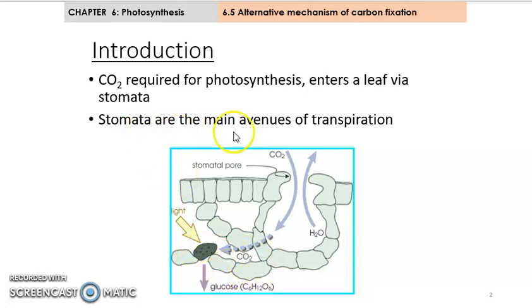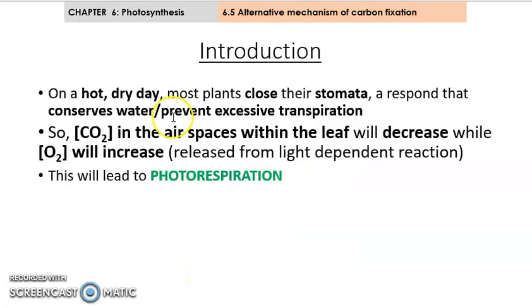Stomata are the main avenues of transpiration. This happens in normal conditions, meaning the stomata are open, and carbon dioxide will enter the leaf cell and then the Calvin cycle. The output of the Calvin cycle will produce sugar. But what happens on a hot and dry day? On a hot and dry day, most plants will close their stomata. So the stomata will be closed.